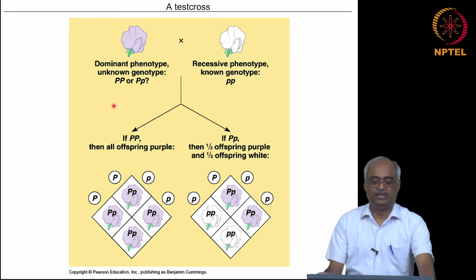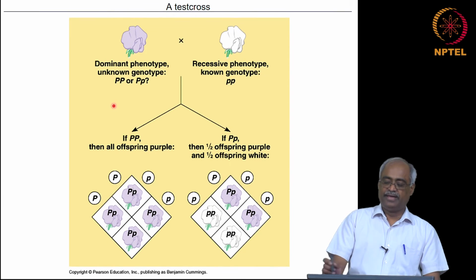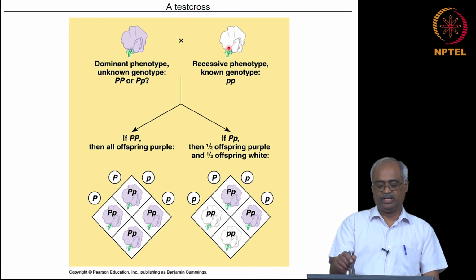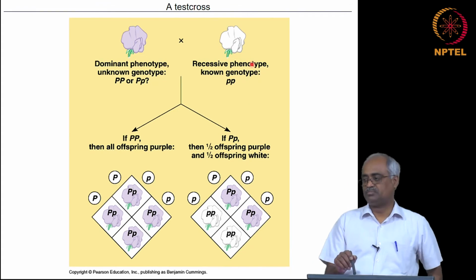Now, to address how you find whether it is capital P capital P or capital P small p, that is where you do a test cross. So, a test cross is when you have an organism displaying the dominant phenotype, and you want to find out whether its genotype is homozygous for the dominant allele or heterozygous for the dominant allele. To address that, you do a genetic cross with the parental phenotype, where it is homozygous for the recessive phenotype.